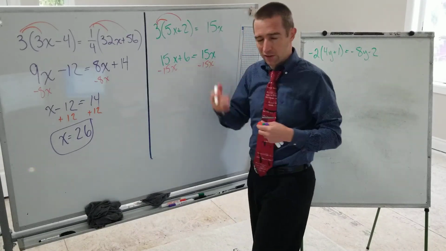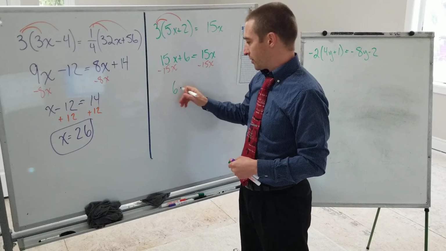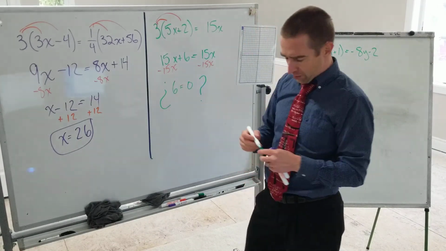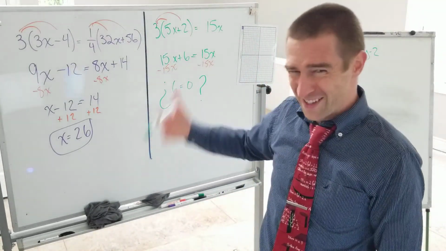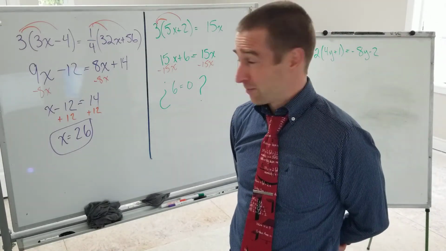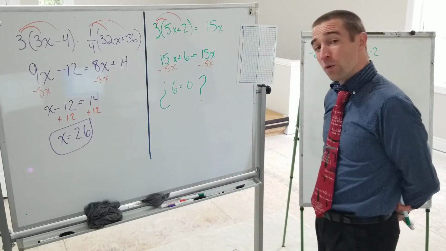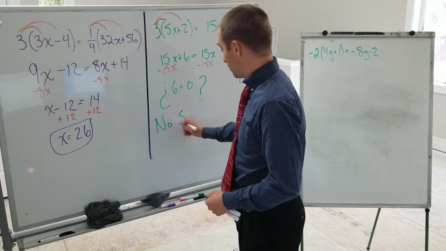Right? We're just going right through this process, this algorithm. So 6 equals 0. We're like, what? 6 equals 0? That's not right. There are no more variables, and we get 6 equals 0. Are those the same number? Absolutely not. So what we do in this case is we say no solutions.